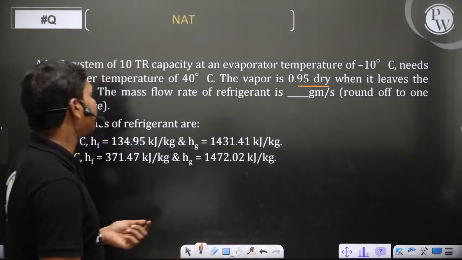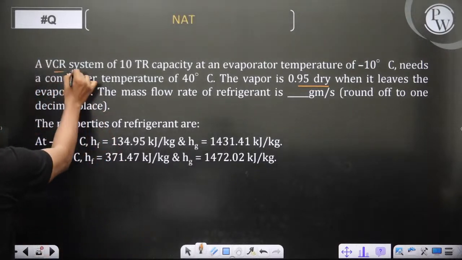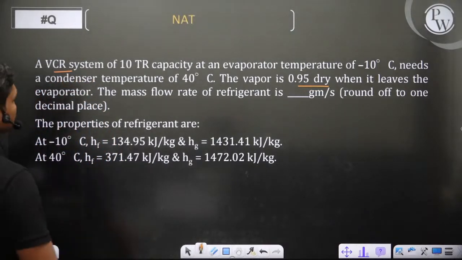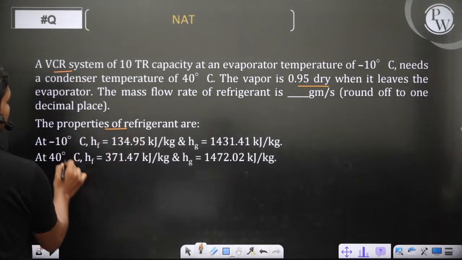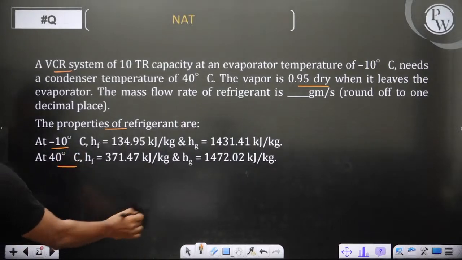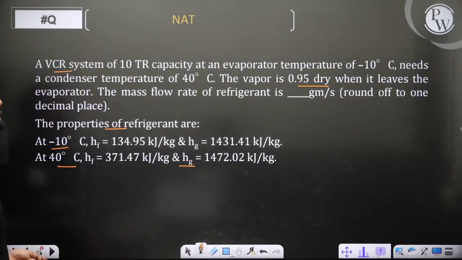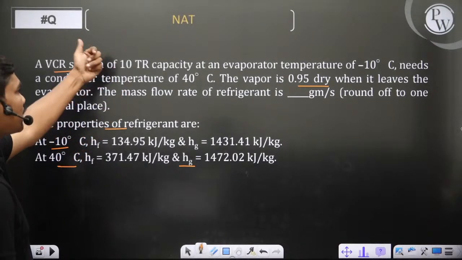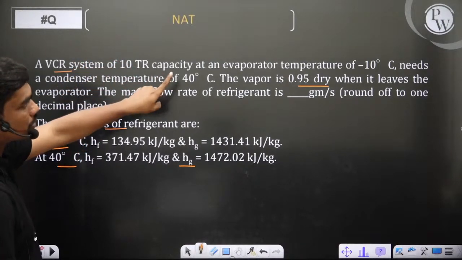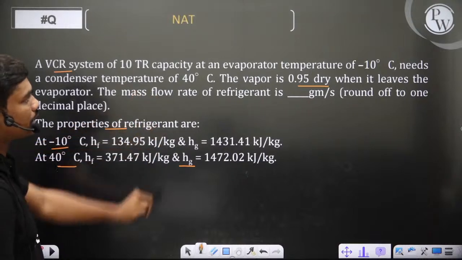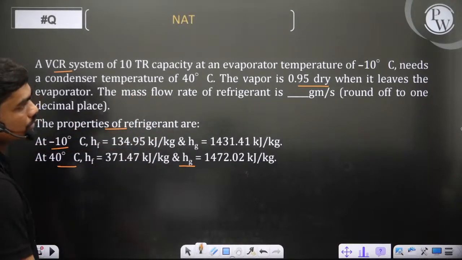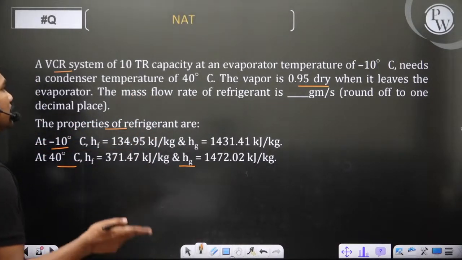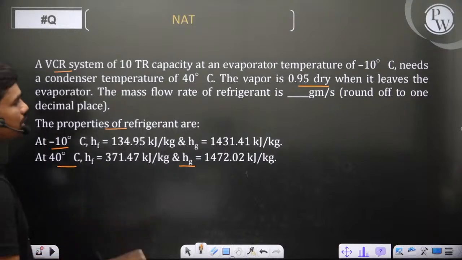H2 will definitely be given to you, because you can see the VCR system has an evaporator temperature of -10 and a condenser temperature of 40 degrees Celsius. The properties of refrigerant at -10 and 40 degrees Celsius, this is HF and this is HFG, you have. Refrigeration capacity is directly given, 10 tons. The vapor is 0.95 dry when it leaves the evaporator, and the mass flow rate of the refrigerant is the unknown.